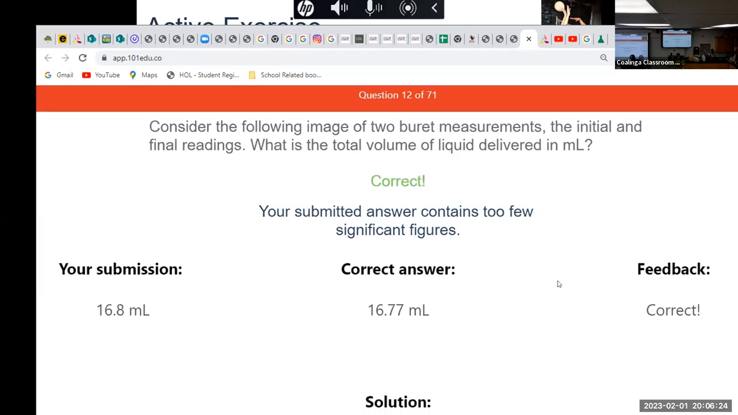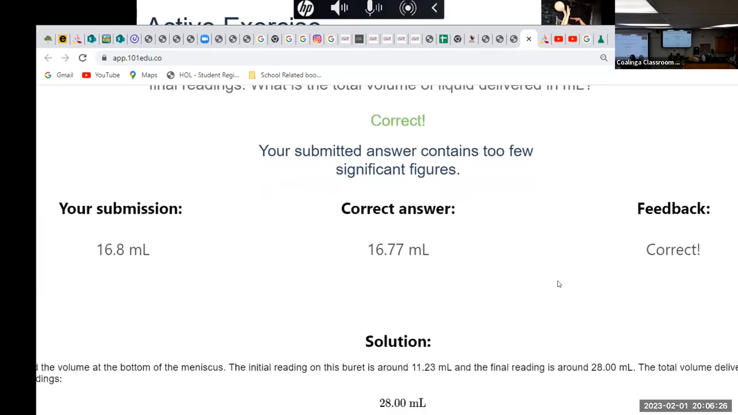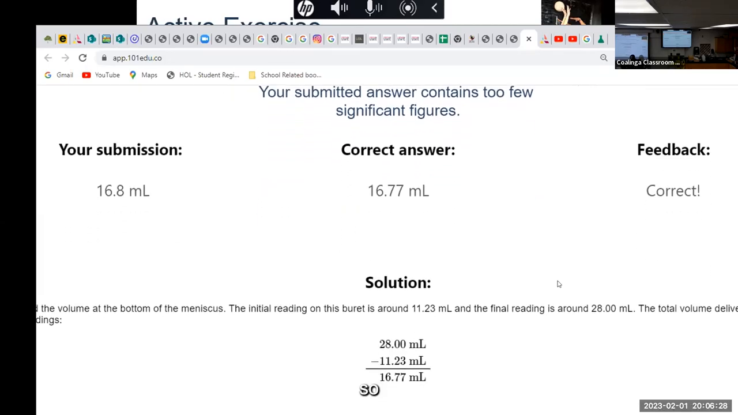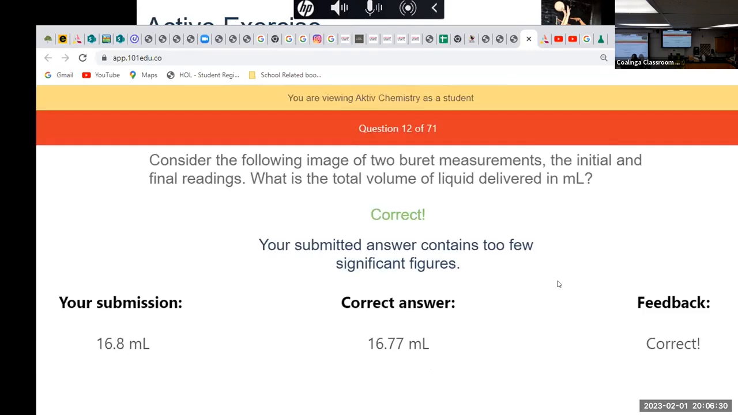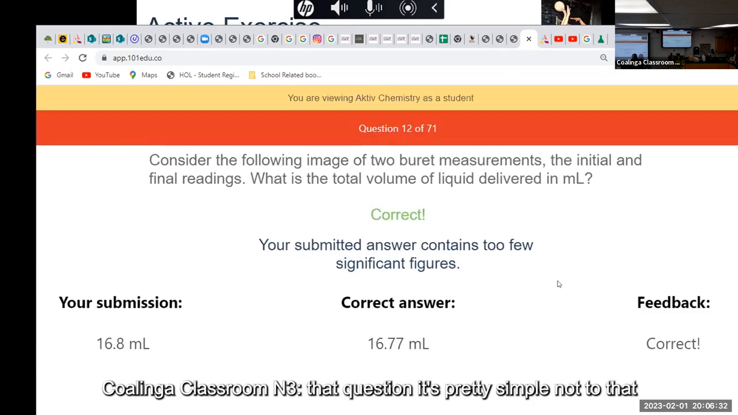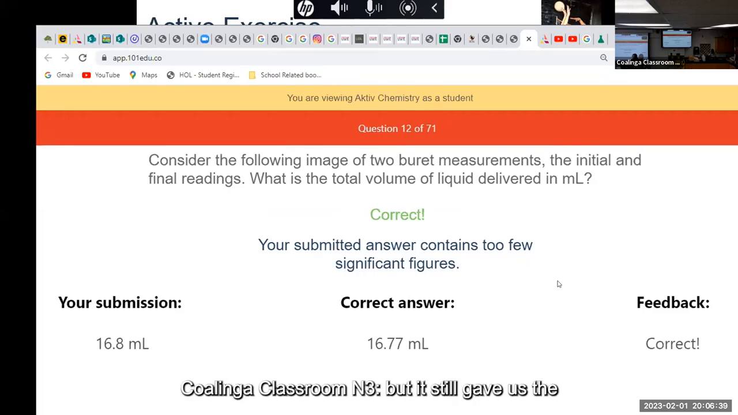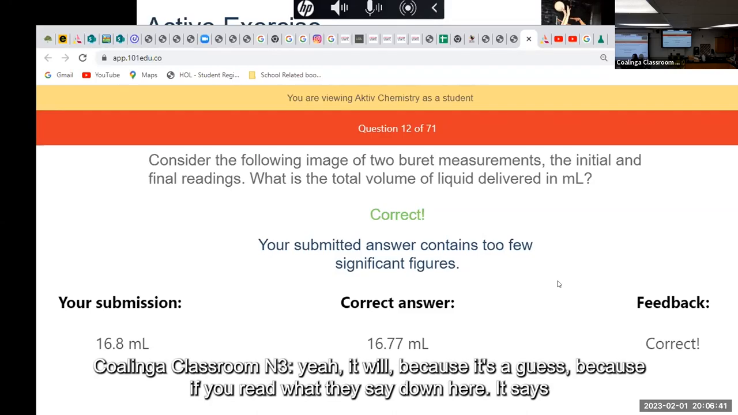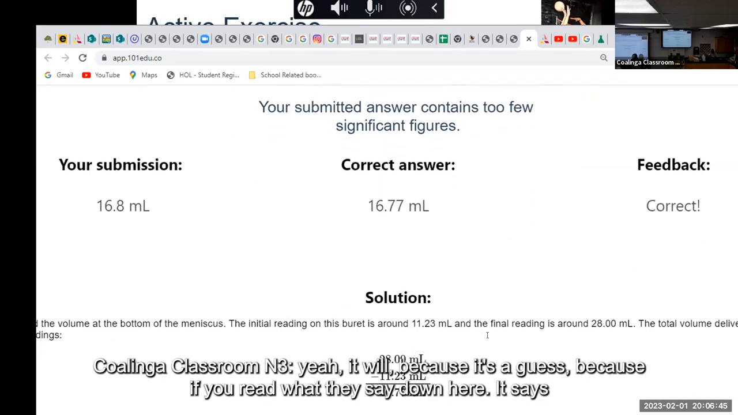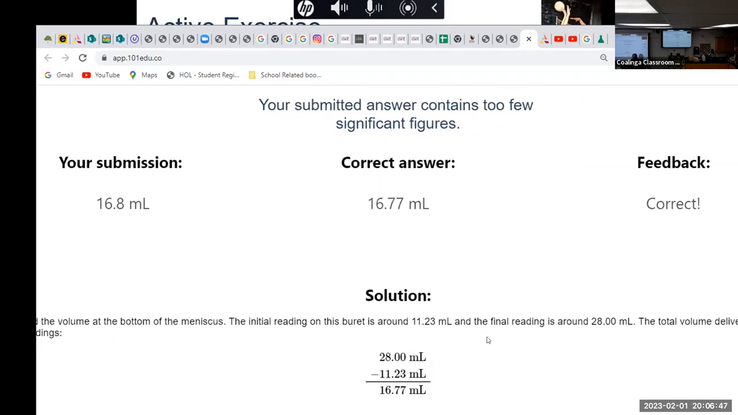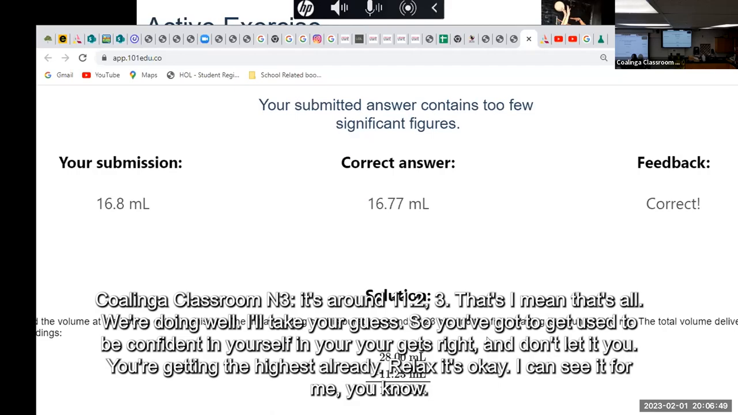Questions? No questions? Pretty simple, not too bad. I feel like we kind of had a guess on the reading. Yeah, but it still gave us the point. Correct, it will, because it's a guess. If you read what they say down here, it says it's around 11.23. That's all we're doing. We're all taking a guess.